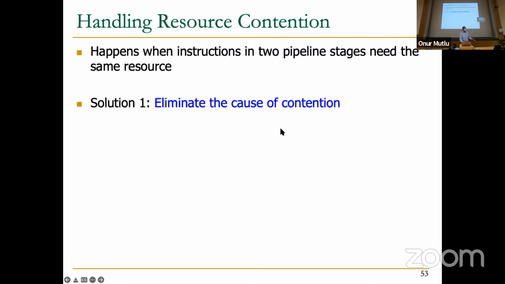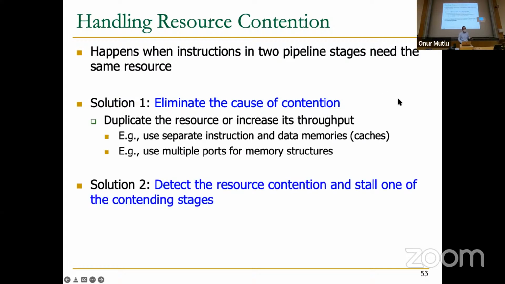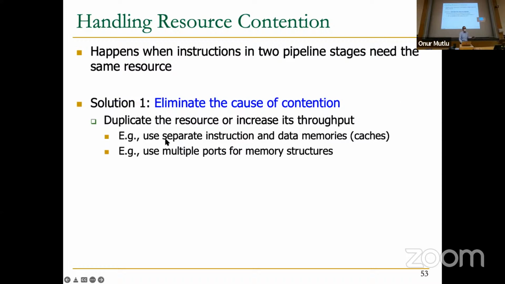But if two instructions in different pipeline stages need the same resource, there are multiple potential solutions. One is to eliminate the cause of contention. Clearly, this is hopefully obvious. Actually, both of these are obvious. But how do you eliminate it? You duplicate the resource, for example, as we did with a dryer, right? Or you increase its throughput somehow. Basically, reduce the time it takes for it to produce a result. For example, you can use separate instruction and data memories, or caches, as we will see.